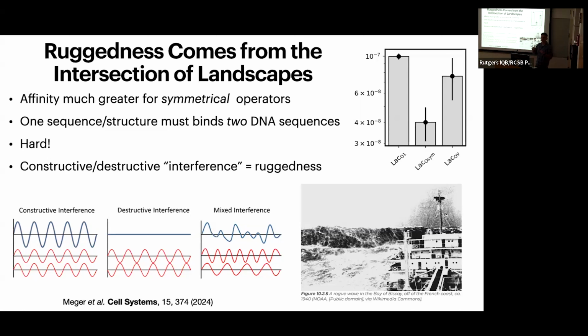Yep. So if I understand correctly, that chart on the top right, you're showing the affinity of one protein sequence to the operator. Yes. Did you actually test whether the landscape is less rugged?